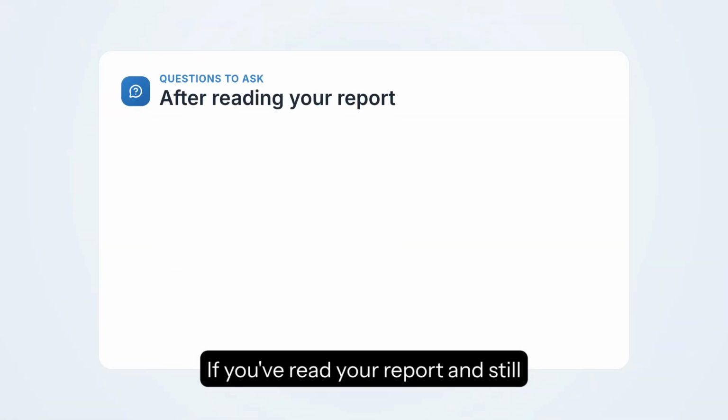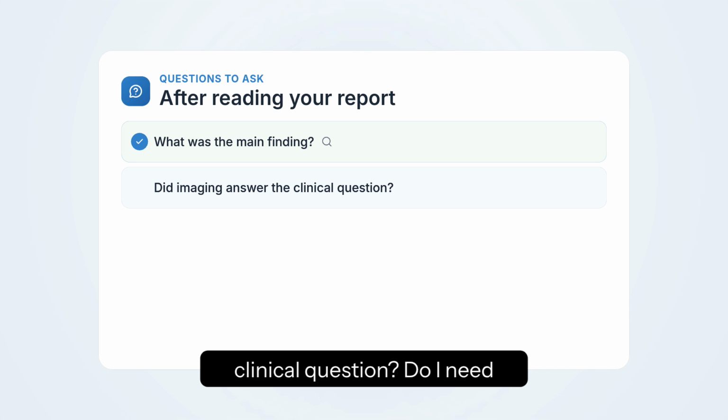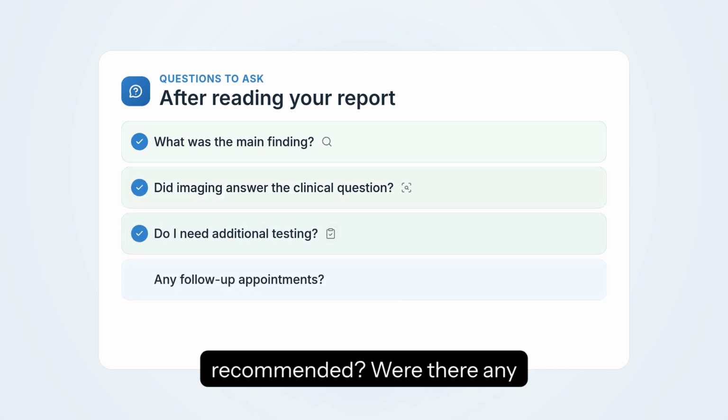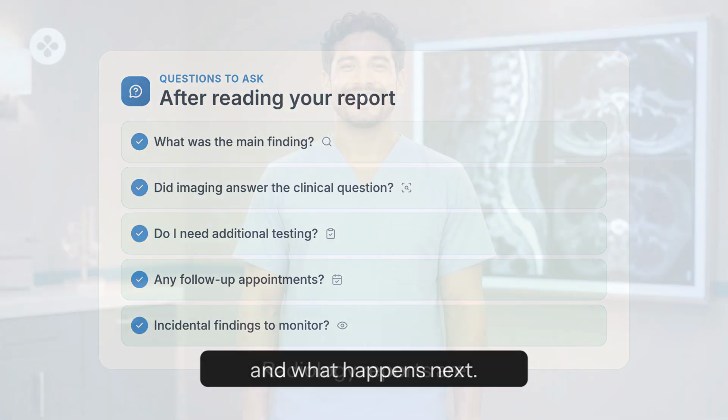If you've read your report and still have questions, consider asking, what was the main finding? Did the imaging answer the original clinical question? Do I need additional testing? Are any follow-up appointments recommended? Were there any incidental findings that need monitoring? These conversations can help you better understand your results and what happens next.